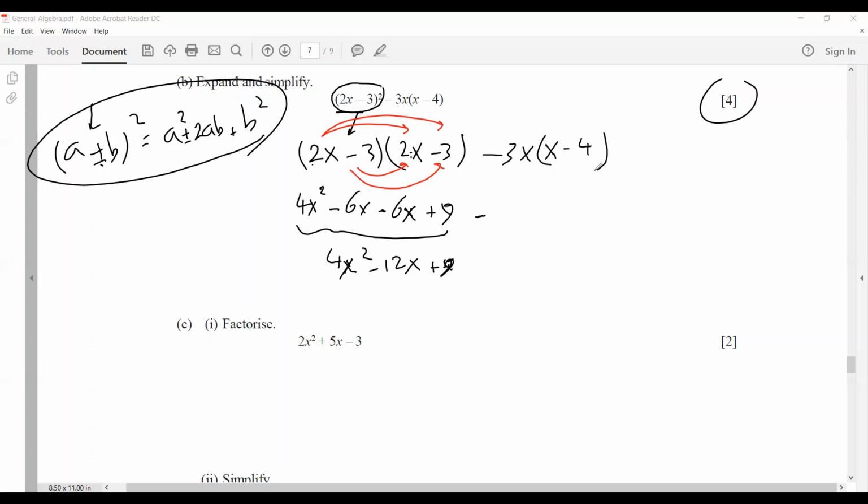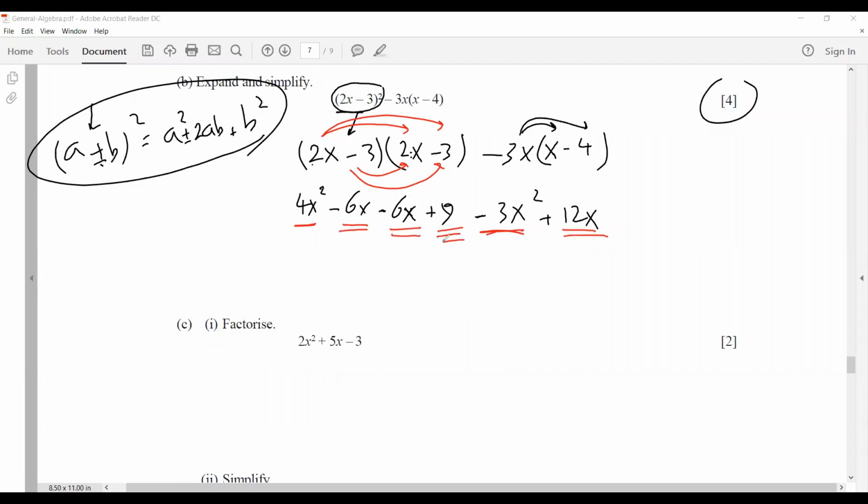So continuing with the last part, if I expand it, I get 3x squared plus 12x. Okay, I group the terms now. I get the x squared terms, then the x terms, and lastly, the constant. So 4x squared with negative 3x squared gives me x squared. These two, negative 12x with positive 12x, are gone. So everything is gone, the x term, and I'm left with only a constant. And that's where we stop. x squared plus 9, right? Next question.